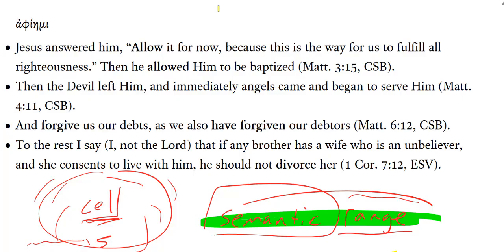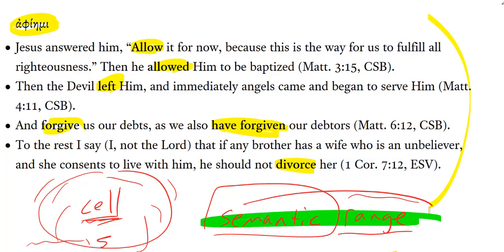And so it's impossible to really bring across the appropriate nuance of an underlying Greek or Hebrew word unless we usually translate them with several different English words depending on the context. We can see that, for example, with the word aphiemi, and I have several different verses here. You can see the word aphiemi is translated allow, left, forgive, have forgiven, or divorce. Very different translations depending on the context.